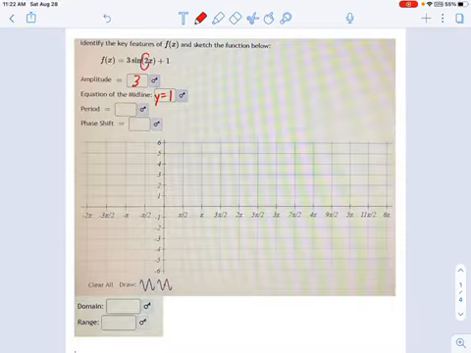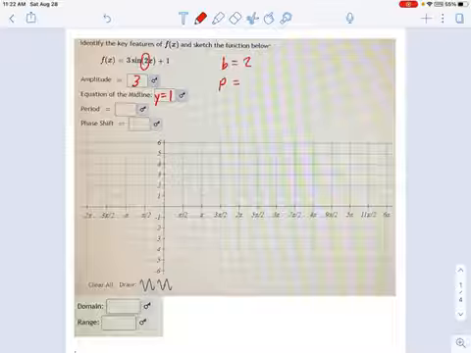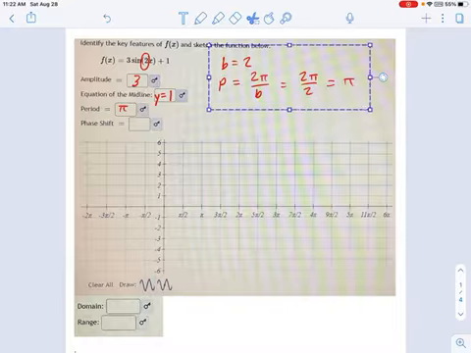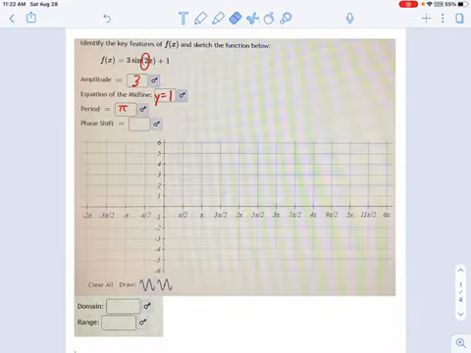Right here, that's the b value. So I would say b equals 2. And period equals 2 pi over b. That's our period equation. So that means 2 pi over 2, and that means pi. So the period is pi. Now, the phase shift, we still haven't gotten to this yet. We're going to get to those in a little bit, probably in the next lesson.